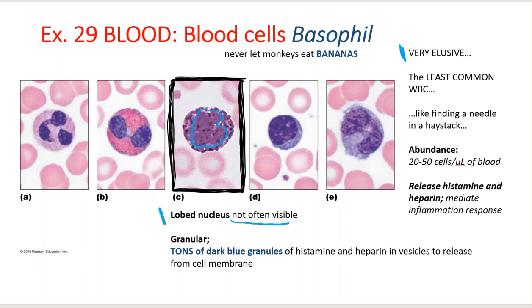Sometimes you won't see it. It'll just look like a big dark blob of polka dots. They have tons of vesicles on their surface, so all of these dark black to blue polka dots all over them are vesicles of histamine and heparin. And so that's their job. They are active during inflammation, and they come to an injury site and release their vesicles of histamine and heparin.